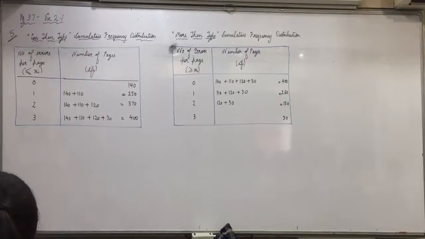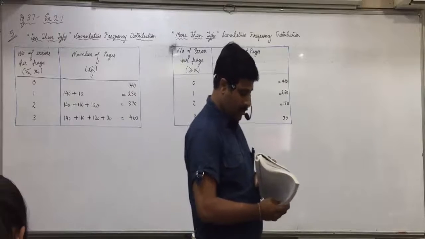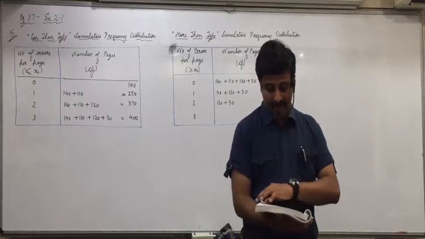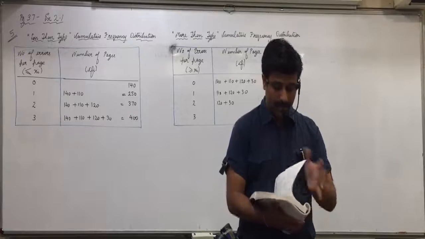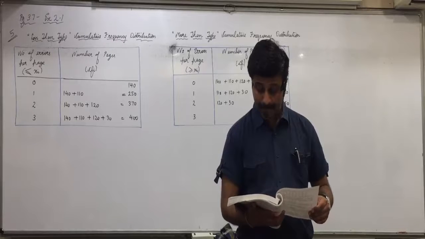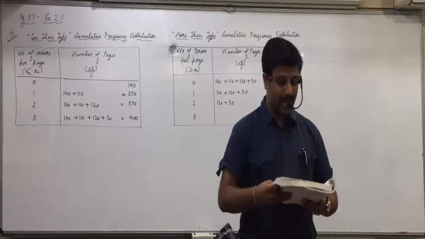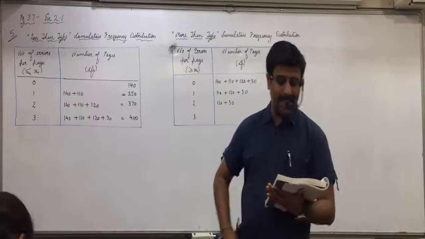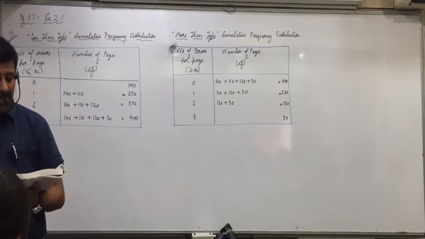Look at page 63, question number 5, Section E, exercise 2. Did you all take it out? So be attentive. Page 63, question number 5. Obtain less than type and more than type cumulative frequency distribution from the following frequency distribution.